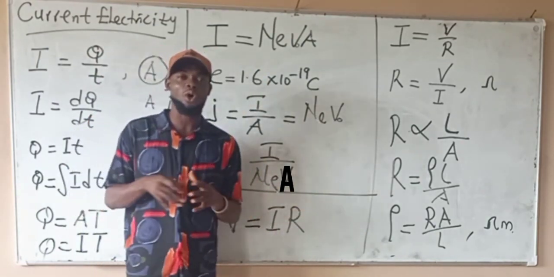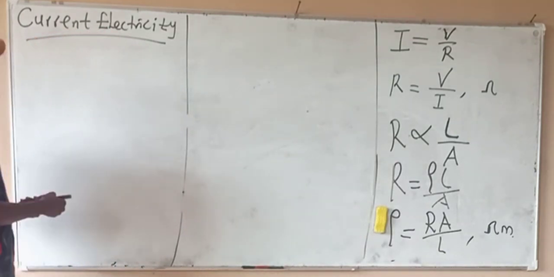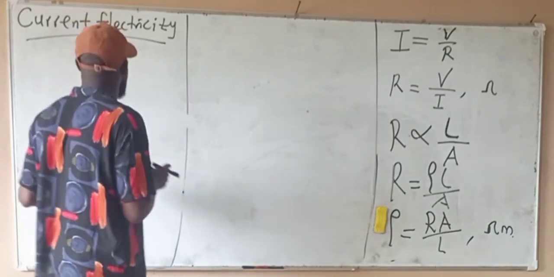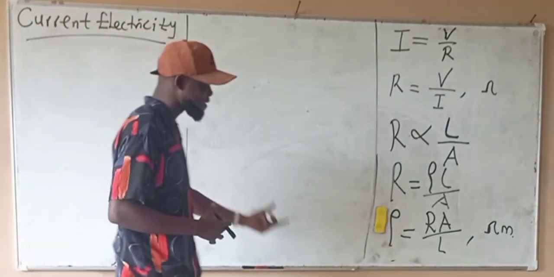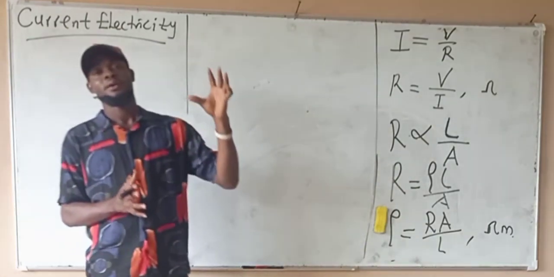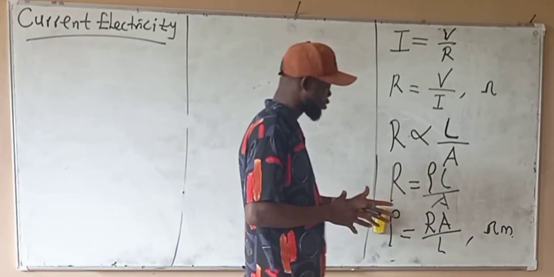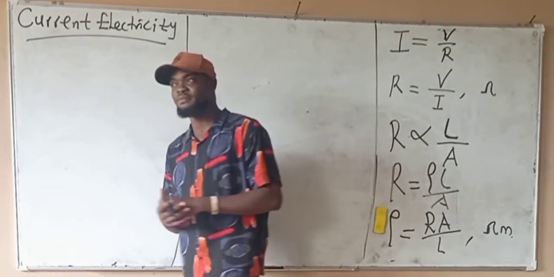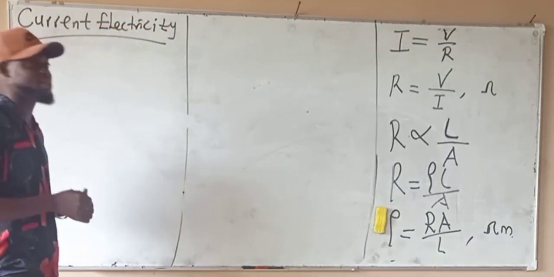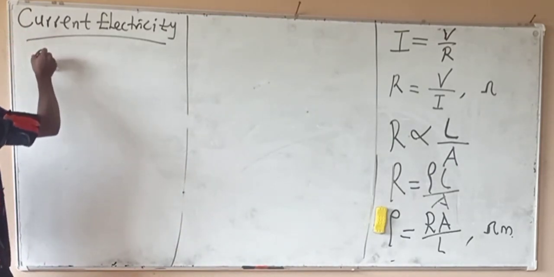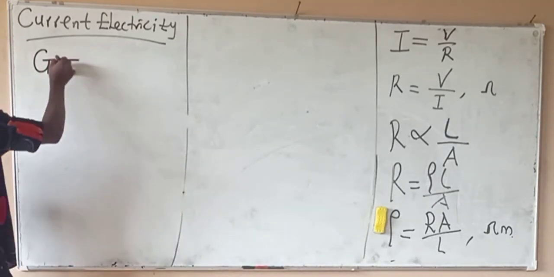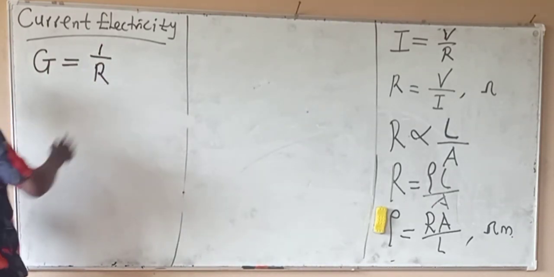Now, furthermore, the conductance of the material. There's what we call conductance, what we call resistance, what we call conductivity, and also what we call resistivity. Take note, four of them: conductance, resistance, conductivity, and resistivity. Very, very important. Now, the conductance of a material, I will denote it by the letter G, is always the inverse of that material's resistance.